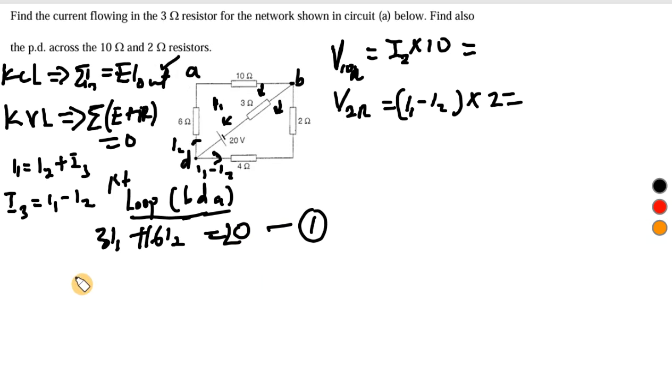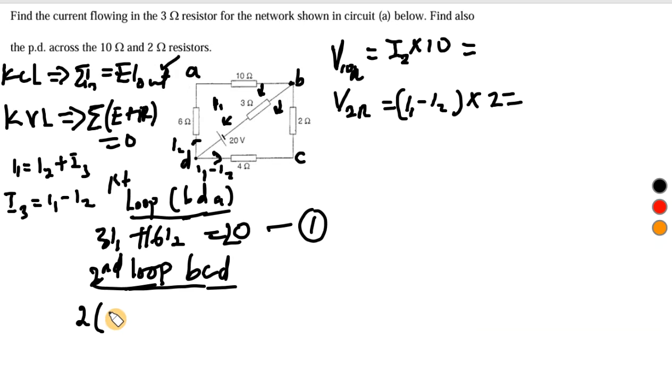So let us consider the second loop. The second loop is loop BCD. Starting our movement from here, remember, this is opposite the direction of our flow of current. So this will be positive. So you have 2 brackets I1 minus I2.